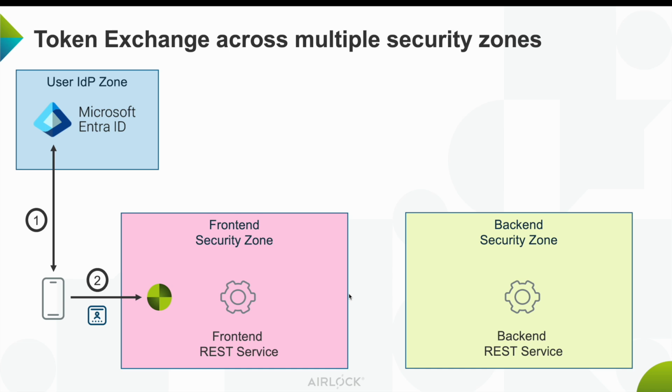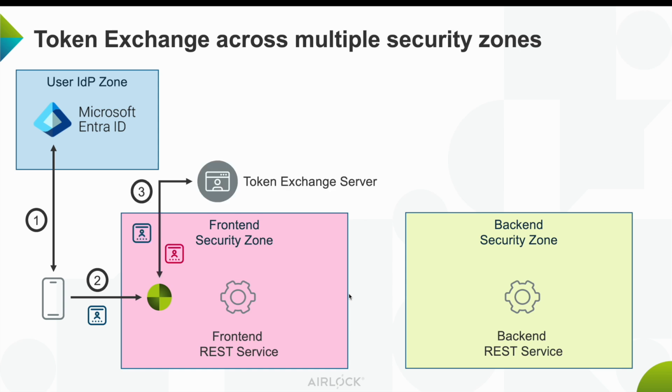Next, the device sends an HTTP request with the blue token to access the front-end REST service. The Airlock Microgateway in the red security zone verifies the validity and signature of the blue token sent along with the client request. After that, the access control policies are checked. If access is granted, the blue token is forwarded to the token exchange server, which exchanges the blue token into a red token.